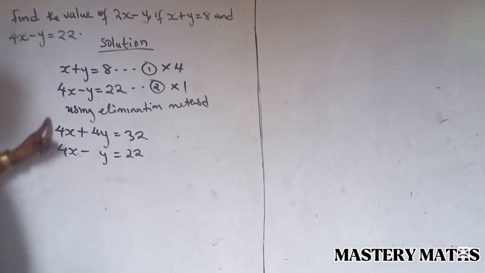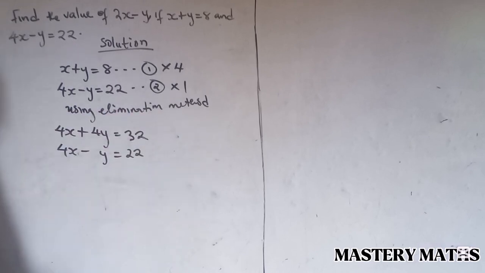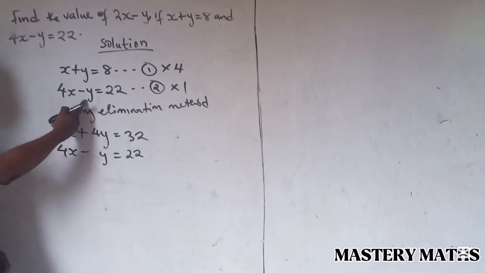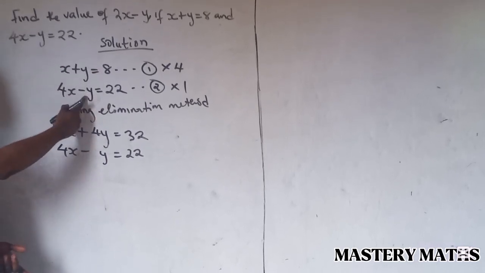Since the first part is balanced now, we can now eliminate. See it now? It's balanced. Like I told you, we can use the y to cancel out, to eliminate if you want, because the y now is balanced. Y is balanced.